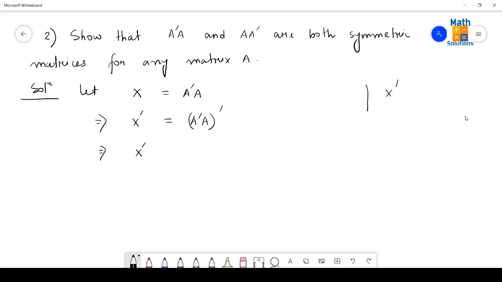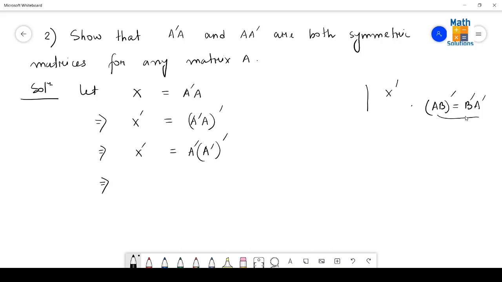That will imply X dash is equal to, by the property of transpose, (AB) whole dash is equal to B dash A dash. So when we find the transpose of a product of any two matrices, that gives us back the product of the transposes of the individual matrices taken in the opposite order. If we follow this format, in this case the A dash will come first, followed by A dash whole dash.